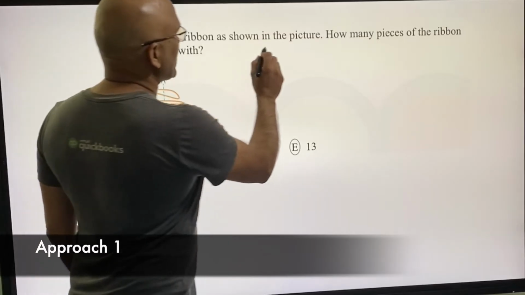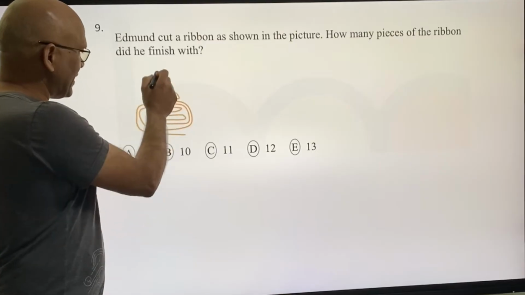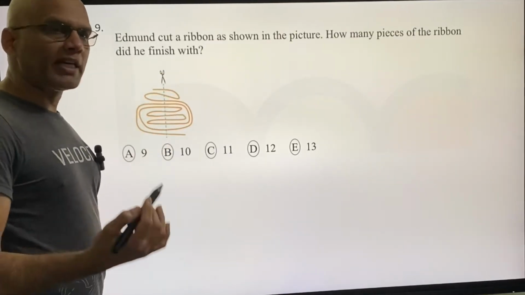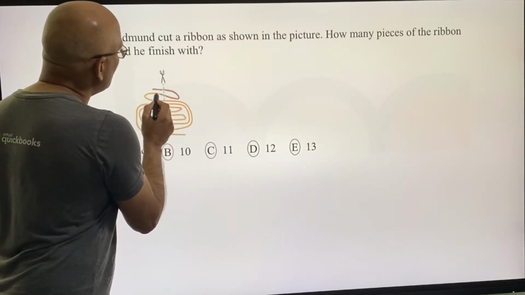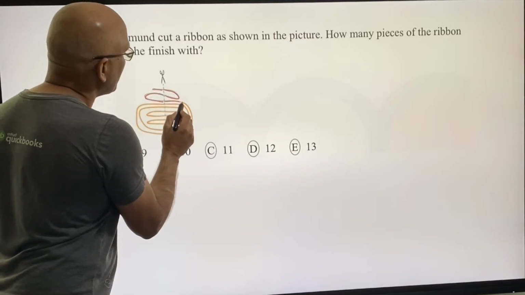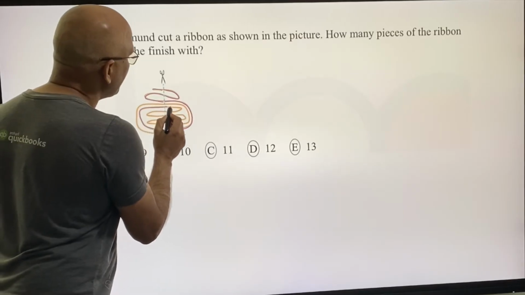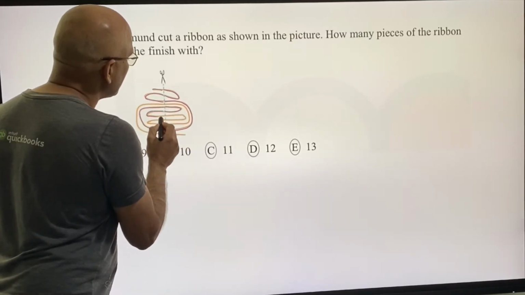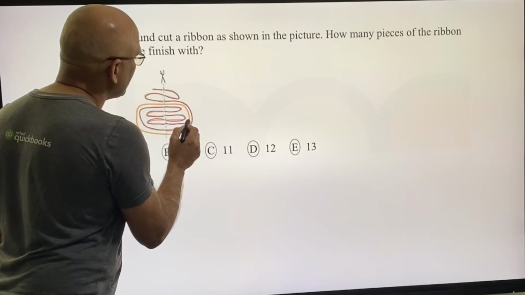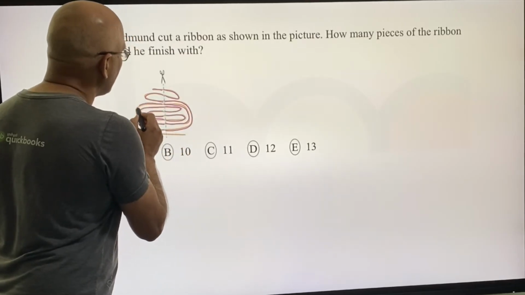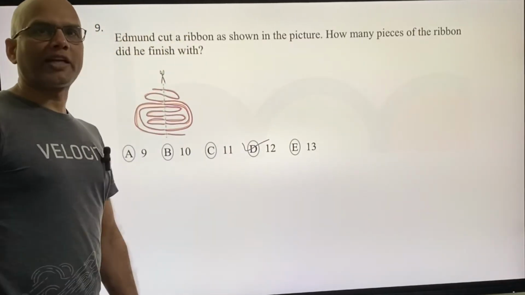Edmund cuts a ribbon as shown in the picture. How many pieces of the ribbons did he finish with? So this is the ribbon and it makes a cut. So we can simply trace out and count. So this is 1, 2, 3, 4, 5, 6, 7, 8, 9, 10, 11, and 12. Then D is the correct choice.